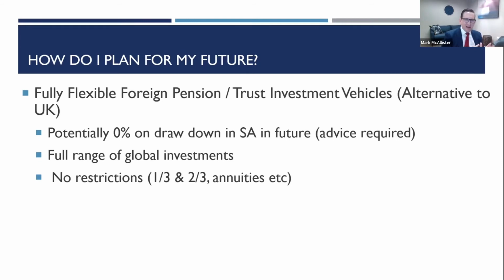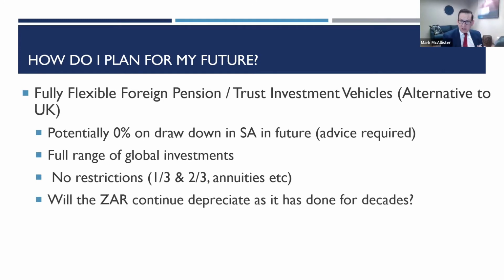In South Africa, the retirement annuity system here is quite dated. One third you can take out as cash, but then the other two thirds has to go into an annuity to provide ongoing income. It's quite an expensive system, and there are other alternatives outside of the country that don't have any of those kind of restrictions. So just ask the question before going down that road.